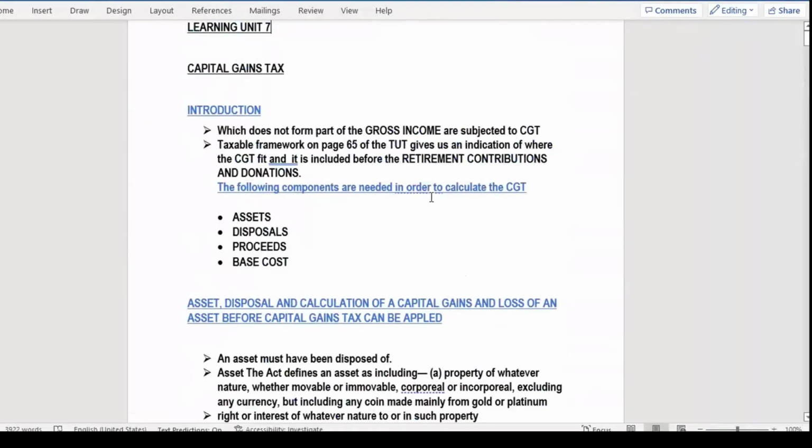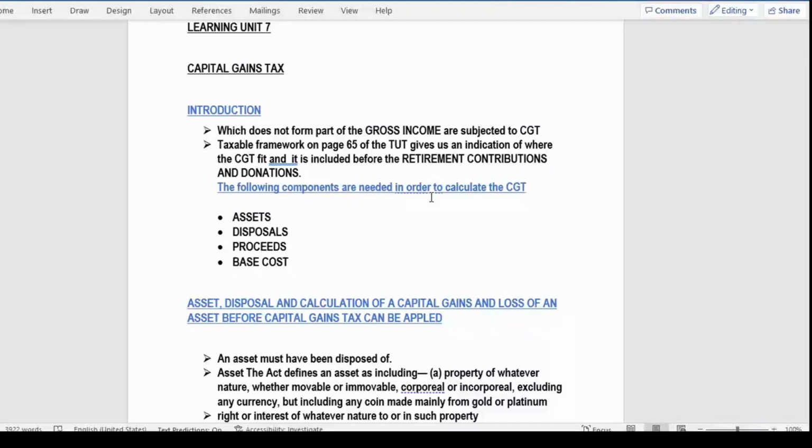Right, that's Learning Unit 7, capital gains tax. It's introduced as follows: it's a tax which does not form part of the gross income, but is subjected to CGT, which is capital gains tax. So you have to look at your framework for the taxable income on page 65 of the tutorial letter. That gives you an indication of where the CGT fits. It is included before the retirement contributions and donations in accordance with the framework.